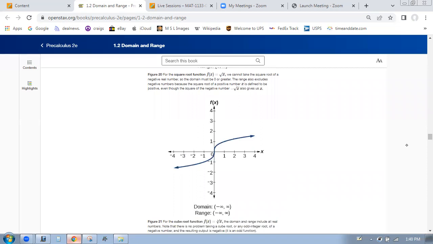Here's your cube root of x. Right, the cube root, it goes forever left and right. Domain's great, all real numbers. You could take the cube root of a negative number, right? The cube root of a negative number is just a negative number, right? It's okay to take cube roots and fifth roots and seventh roots of negative numbers. They just give you negative numbers back. It's the square root or fourth root or sixth root, the even roots of negative numbers, that you can't take, because then you get imaginary numbers. So cube root here is fine. It goes forever left and right, and it also goes forever up and down. So the domain and the range here are both all real numbers.